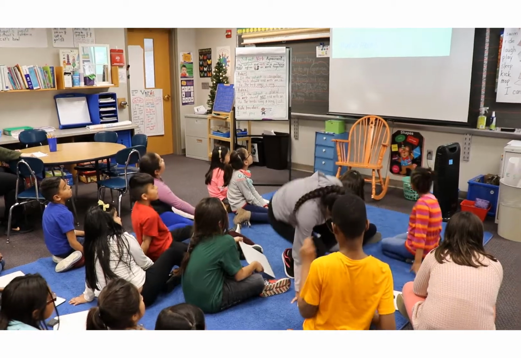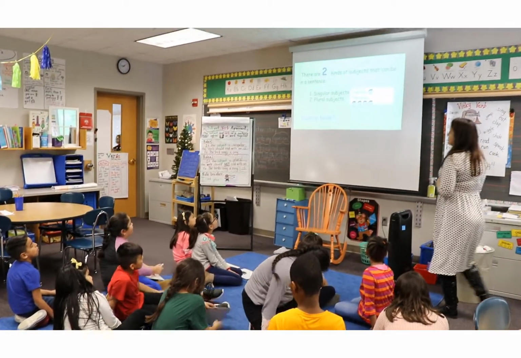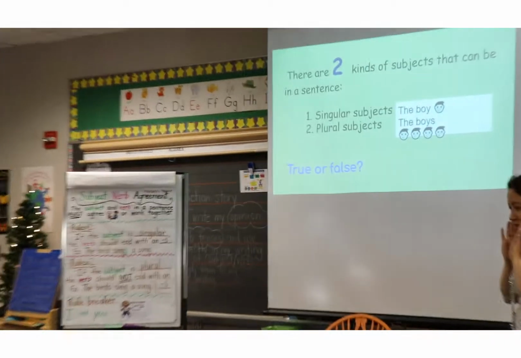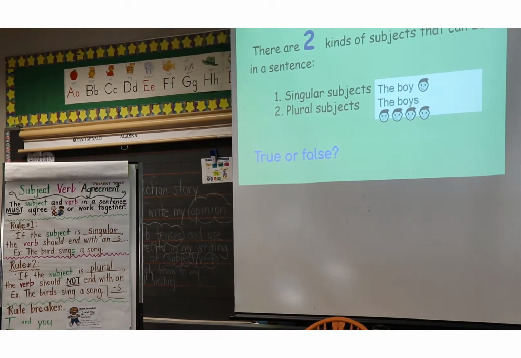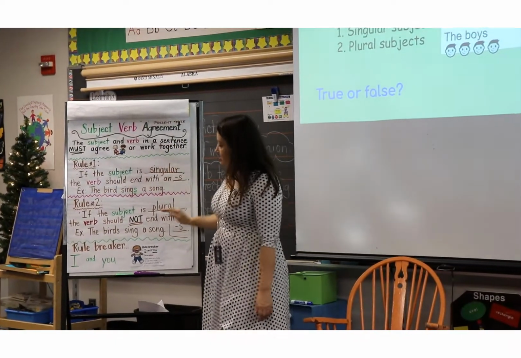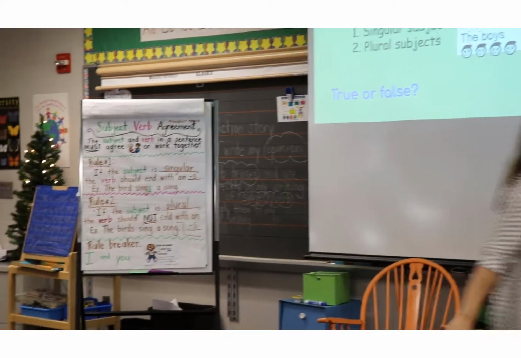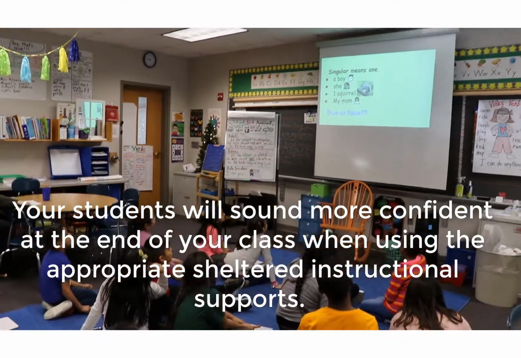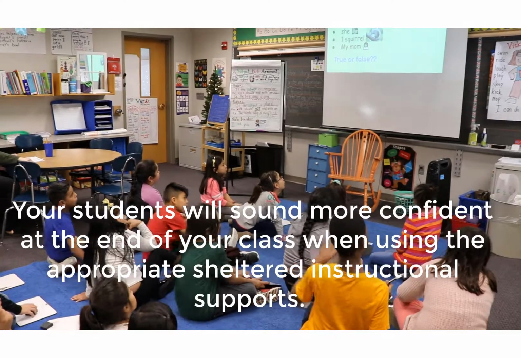There are two kinds of subjects that can be in a sentence: singular subjects and plural subjects. True or false? Just tell me. True. You are correct. Yes. That was on our teaching chart. We've got two kinds, singular and plural. Singular means one. True or false? True.